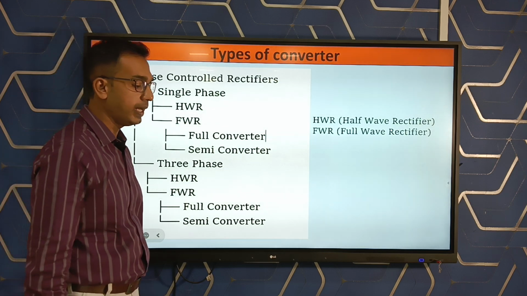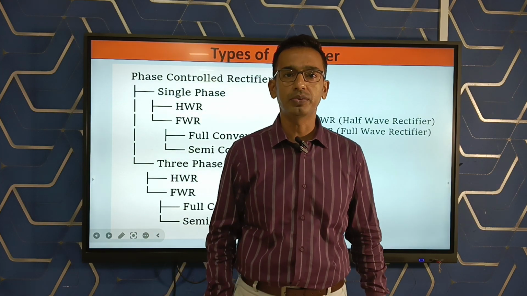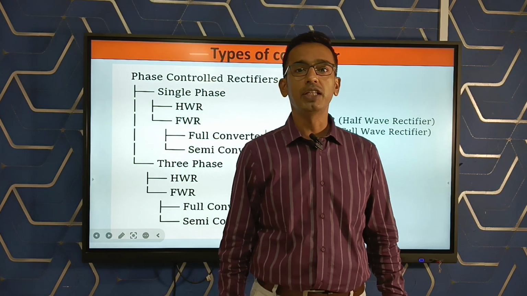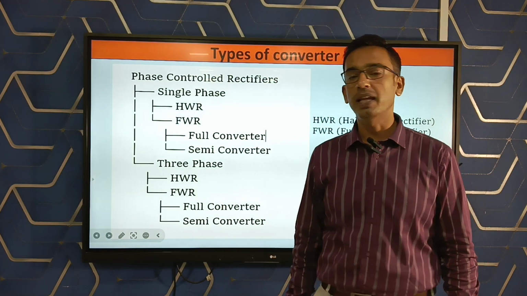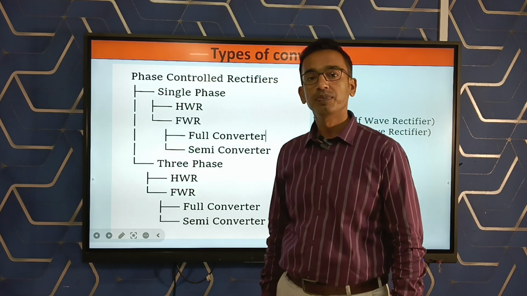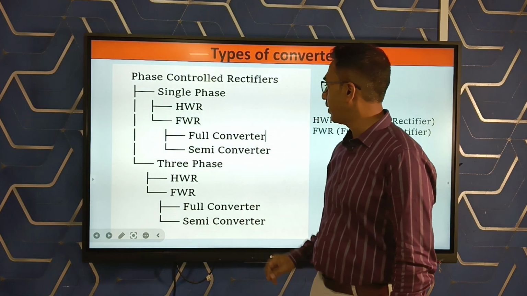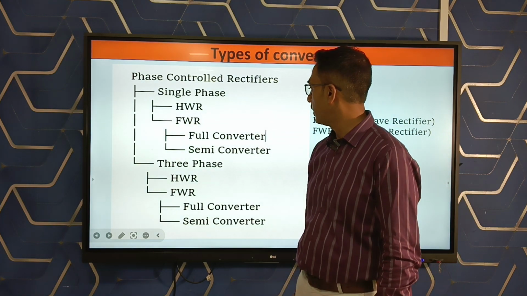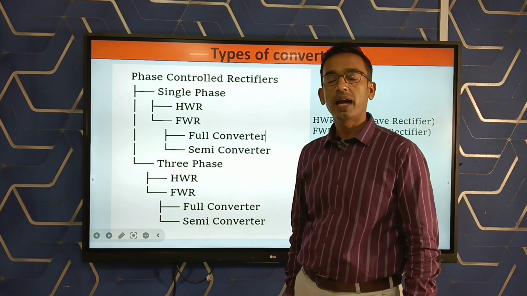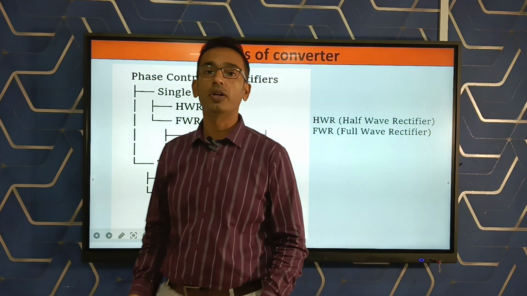So single phase supply, single phase rectifier, that is divided into two types. One is half wave rectifier, second is full wave rectifier. And also in the three phase, in a similar manner, three phase half wave rectifier and three phase full wave rectifier. The full wave rectifier is again divided into two types: one is full converter and the other is semi converter.